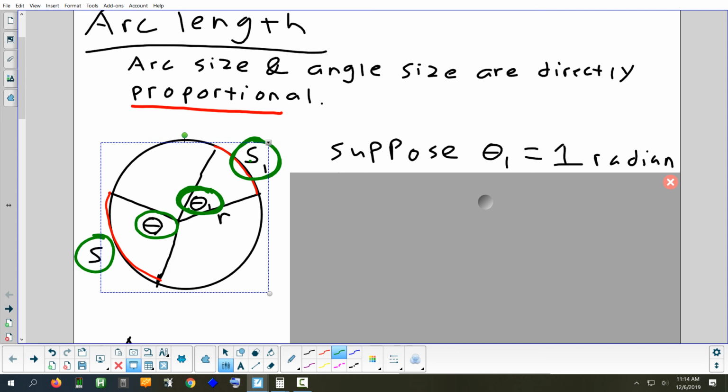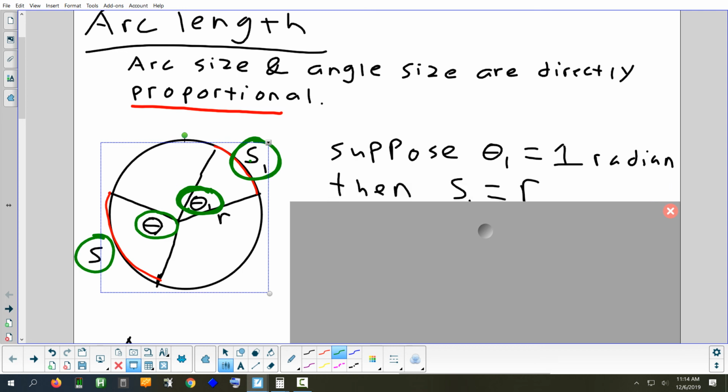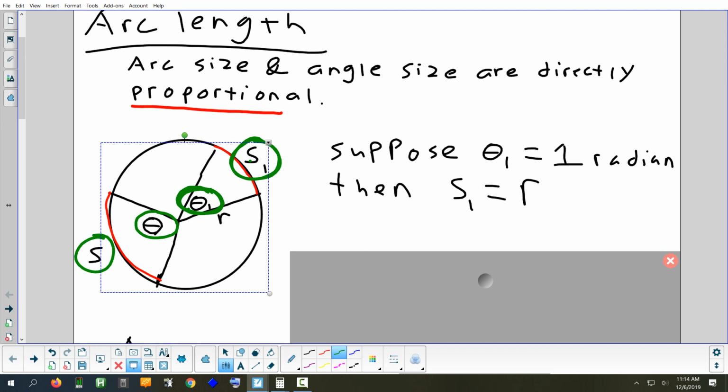So, we're going to suppose that theta 1 is 1 radian. And then what that means is your arc in red for S1 is exactly the same length as R. So now you've got a connection there. Right here, that's going to be half of my proportion. If the angle is 1, then S1 equals R. Why? It's kind of like asking why 1 foot equals 12 inches. That's a true fact.